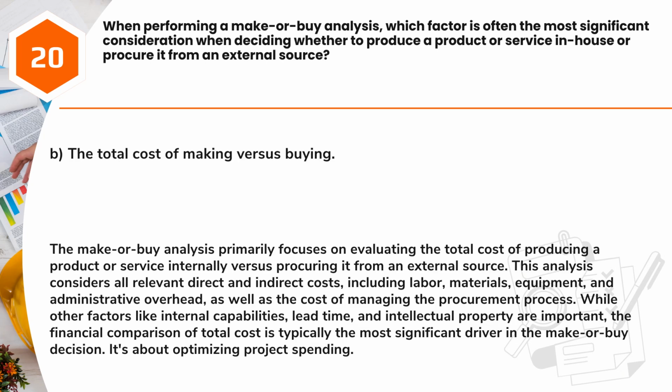Answer: B. The total cost of making versus buying. The make-or-buy analysis primarily focuses on evaluating the total cost of producing a product or service internally versus procuring it from an external source. This analysis considers all relevant direct and indirect costs, including labor, materials, equipment, and administrative overhead, as well as the cost of managing the procurement process. While other factors like internal capabilities, lead time, and intellectual property are important, the financial comparison of total cost is typically the most significant driver in the make-or-buy decision. It's about optimizing project spending.